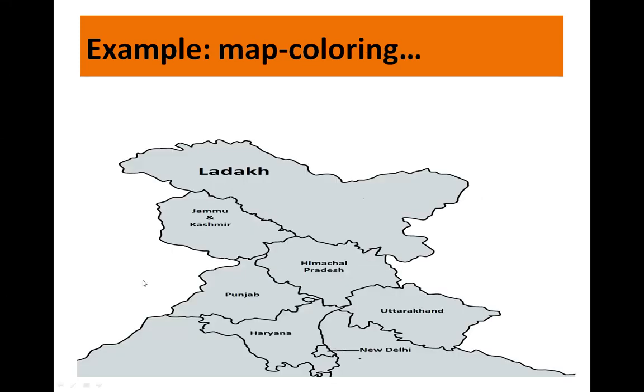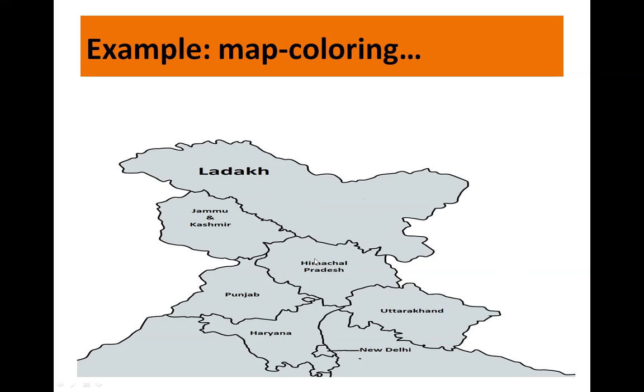Fine. So we have taken an example of the map of India, right? And the northern side of India. So we have Ladakh, Jammu Kashmir, Himachal Pradesh, Punjab, Haryana, Uttarakhand, and New Delhi. This is the part of the map we are considering for our map coloring example. Now, what is expected here? We first need to find out which states are adjacent to each other, right? If you look at Ladakh, Jammu and Kashmir and Himachal Pradesh are adjacent to it, right? So when you're coloring Ladakh, its color should be different from Jammu Kashmir and Himachal Pradesh.